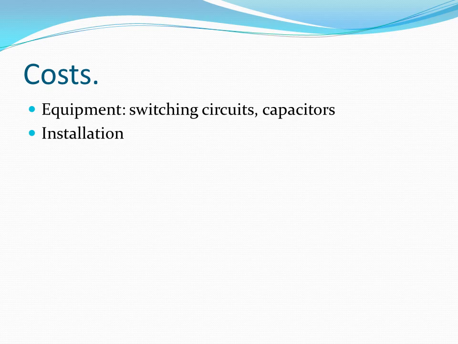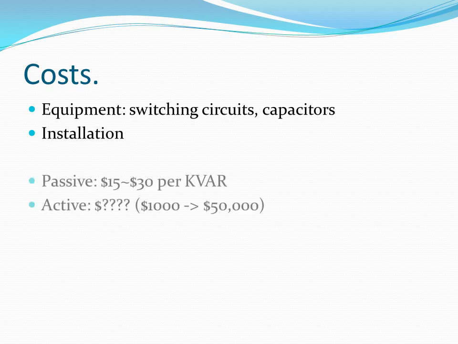The costs associated with correcting your power factor are equipment such as capacitors and switching circuits, and installation. The costs vary for passive and active systems. Passive systems range from $15 to $30 per kVAR depending on the manufacturer. Active systems are generally thousands of dollars but service larger integrated loads.